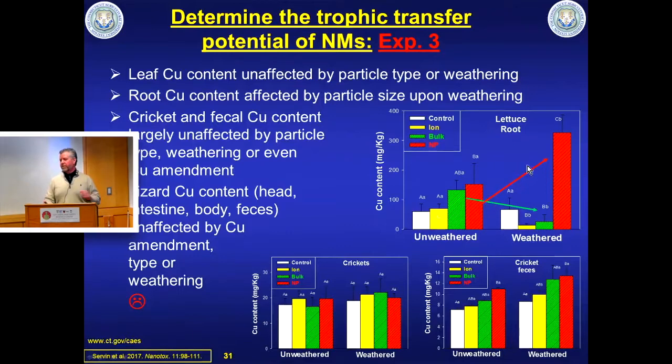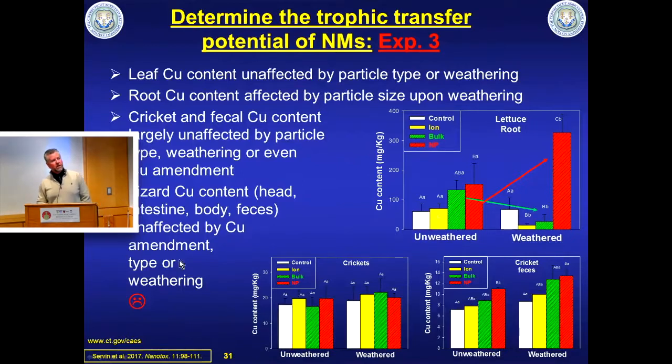Unfortunately, the rest of this experiment was a complete bust, largely because we picked the wrong nanoparticle. We picked copper, and once you get above the plant level, there's plenty of copper in these organisms. Not only were we not seeing differences based on particle size, but we weren't even above background levels for the control. Which was unfortunate because this was our first experiment with a vertebrate. We were using lizards, but the rest of the experiment kind of fell flat. But this part ended up being really interesting, this weathering.